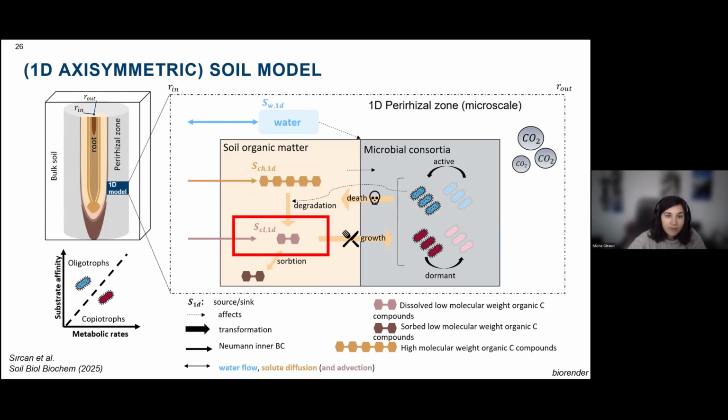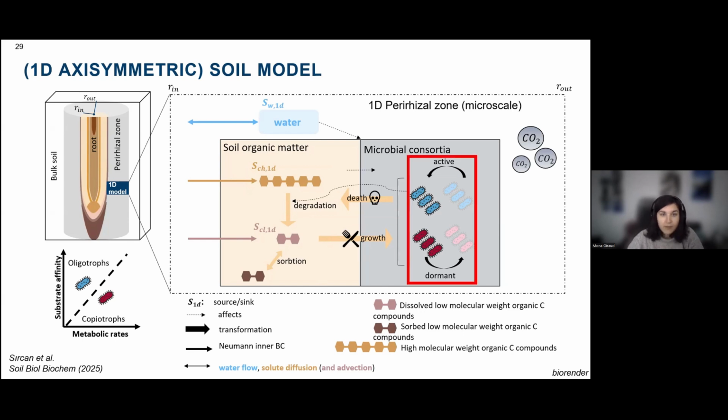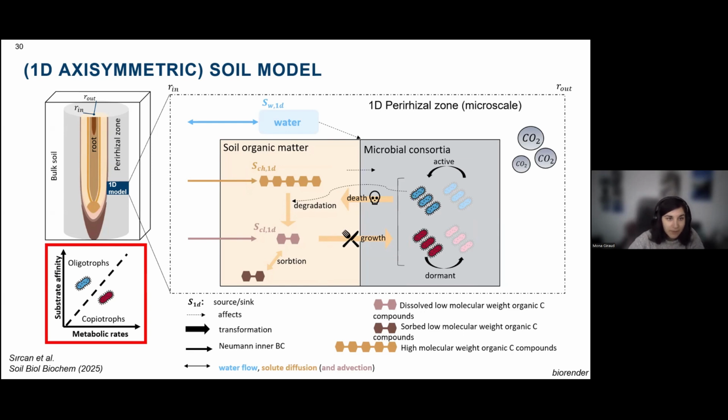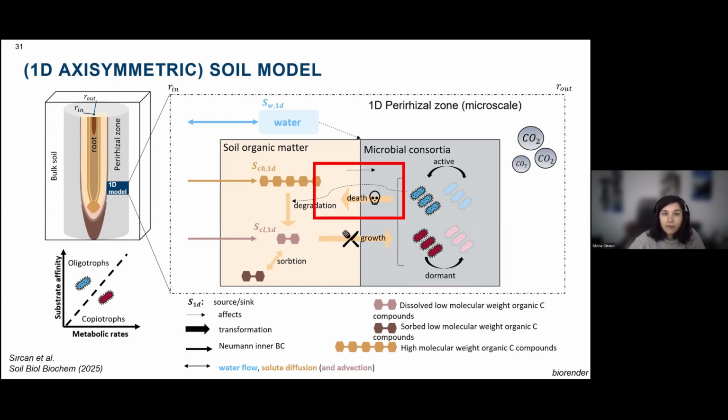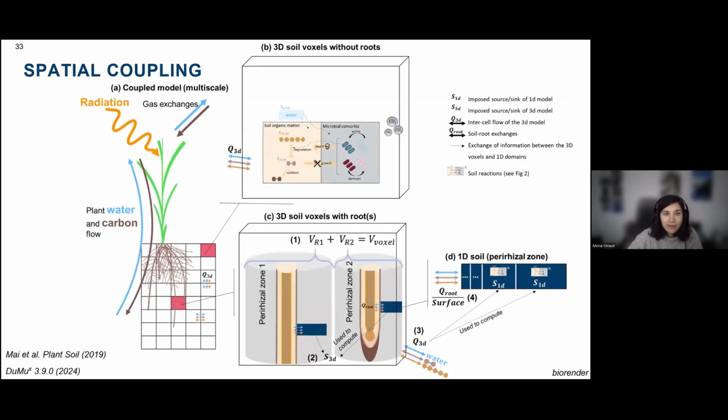Those low molecular weight compounds can be sorbed in the soil, or they can be taken up by the microbes. The microbes can be either active or dormant, and we divided them into two functional types, oligotrophs and copiotrophs, according to their substrate affinity and metabolic rates. When the microbes die, they go back to the soil organic matter pool, and we also have CO2 emissions from microbial respiration.